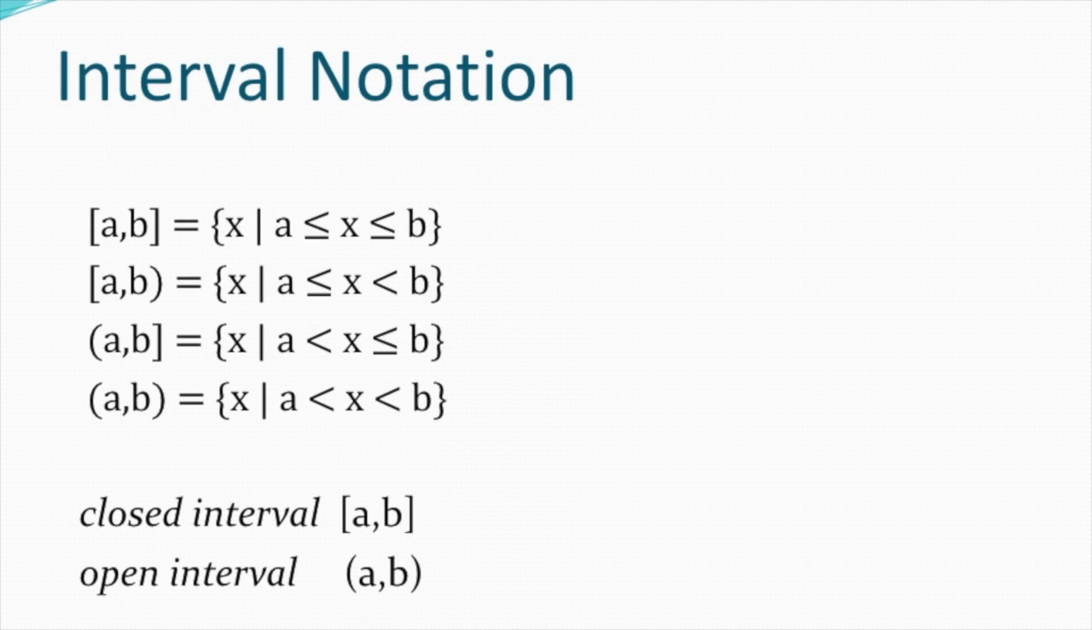So for example, this set contains all the elements from 2 to 5. So this means 3 is greater than or equal to 2 and less than or equal to 5, so it should be an element in this set. Any of these notations or symbols could be used, whether you use parentheses, which means it's an open set, or you use square brackets to denote that this is an interval. It's not the complete set. It's a range of values, okay? So normally a closed interval will be with square brackets and an open interval will be with parentheses.